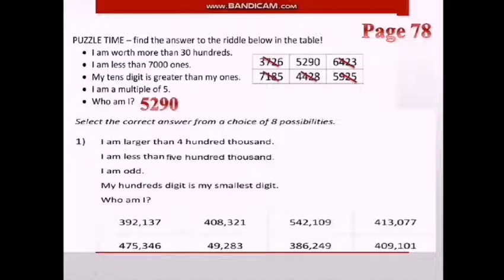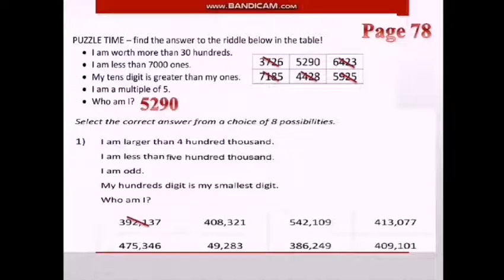Now here, select the correct answer from a choice of 8 possibilities. He said, I am larger than 400,000. This means the answer must be greater than 400,000, so we will cancel any number smaller than 400,000. So here we have 392,137.